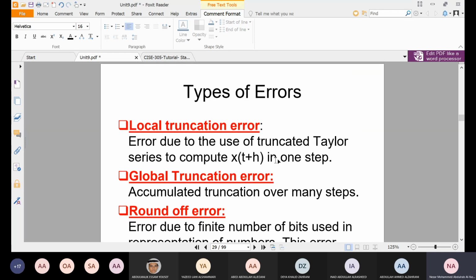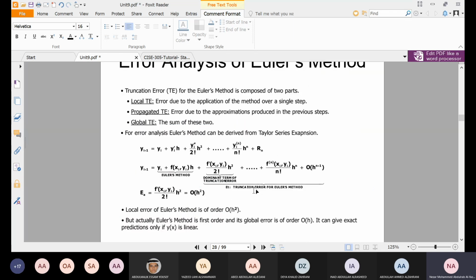Okay, so, guys, what's the difference between the truncation error and the global error? The global truncation error, as we said, is the same thing as what we studied before. We call that the relative true error, or the relative percentage true error. This is the same thing, so we call this the global truncation error.